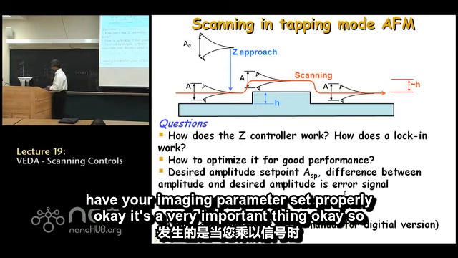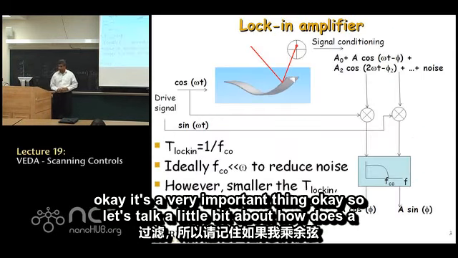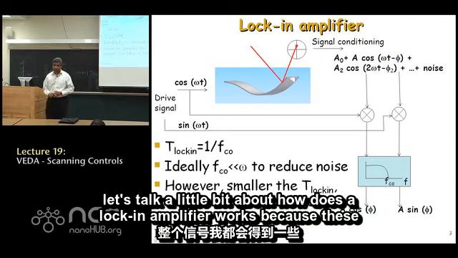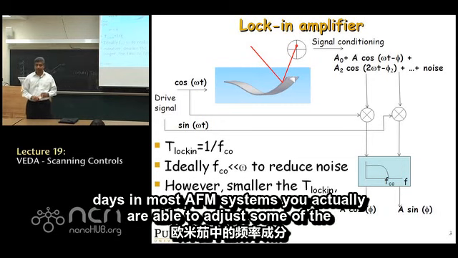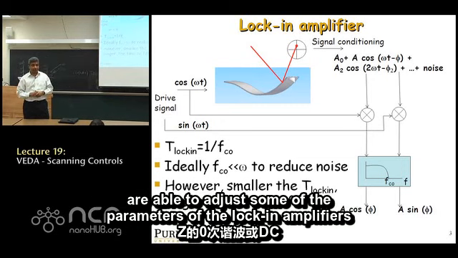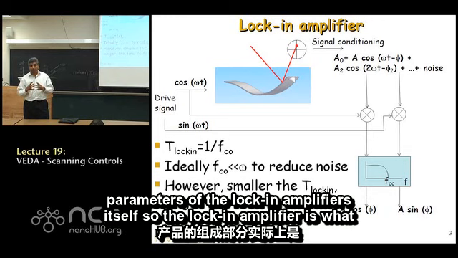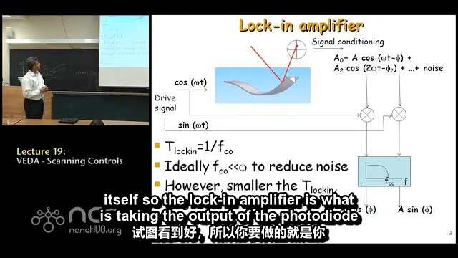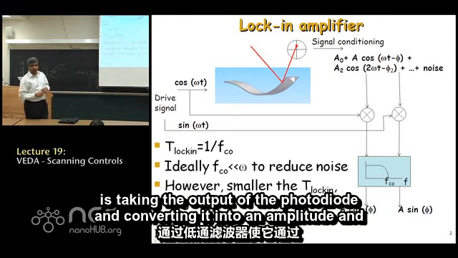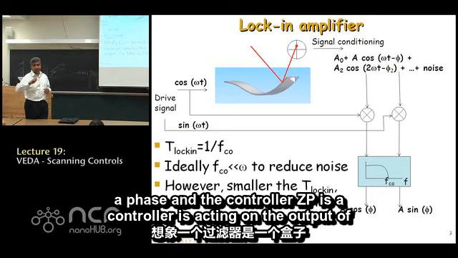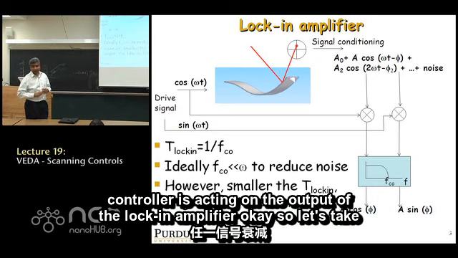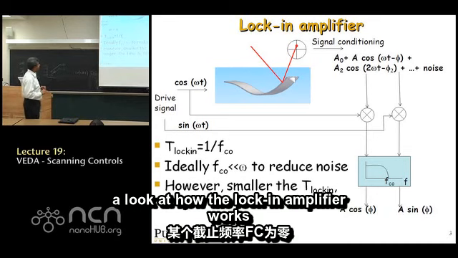Okay. So let's talk a little bit about how a lock-in amplifier works, because these days in most AFM systems you are able to adjust some of the parameters of the lock-in amplifier itself. The lock-in amplifier is what is taking the output of the photodiode and converting it into an amplitude and a phase, and the Z piezo controller is acting on the output of the lock-in amplifier. Okay, so let's take a look at how the lock-in amplifier works.